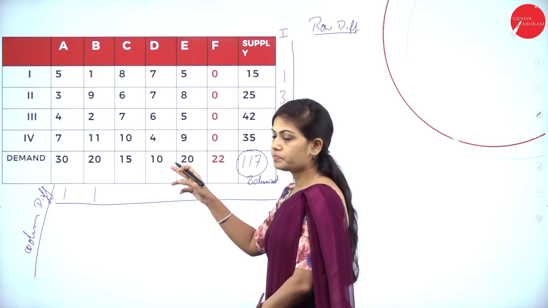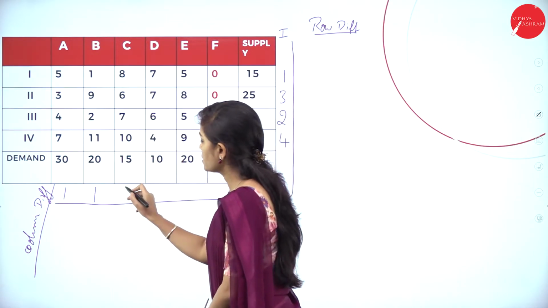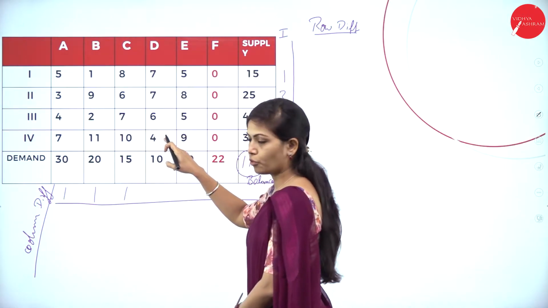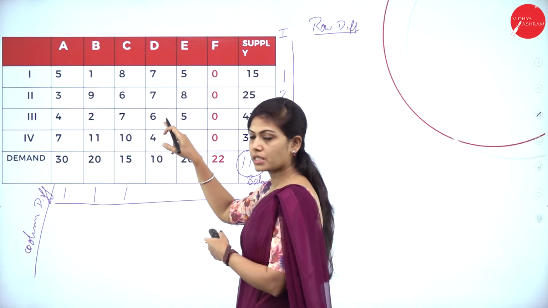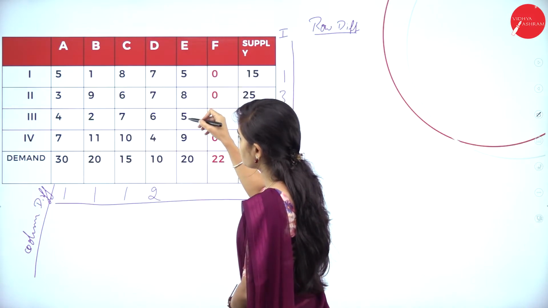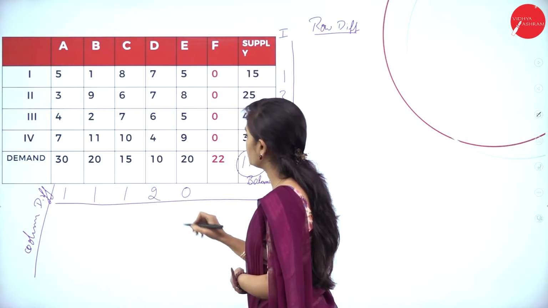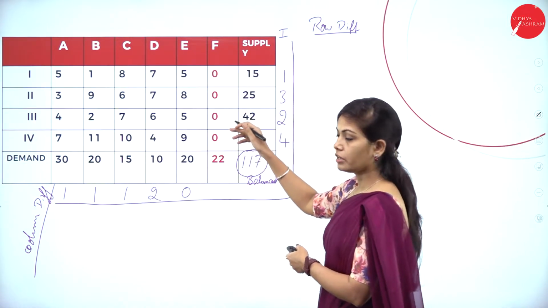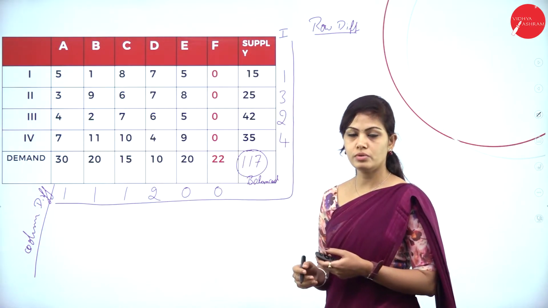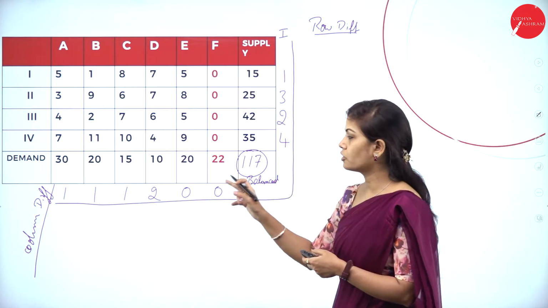In the third column, the least value is 6 and the second least value is 7. The difference is 1. And in the fourth column, the least value is 4 and the next least value is 6. 6 minus 4 is 2. In the next column, the least value is 5 and the next least value is also 5. 5 minus 5 is 0. And in the last column, we have only zeros. So 0 is the least value. 0 minus 0 is also 0. So it is the first step for row difference and column difference.